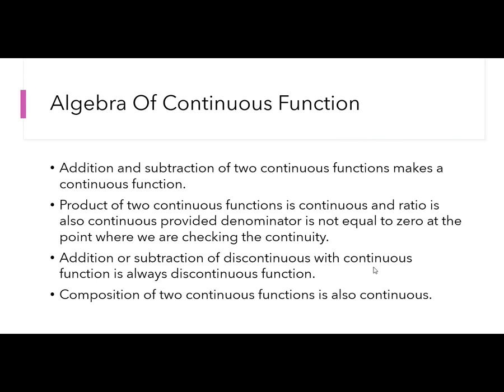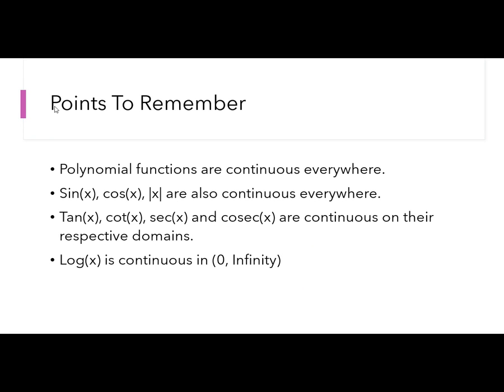Addition or subtraction of a discontinuous function with a continuous function is always discontinuous. One is discontinuous and the other is continuous. These are different functions, and when we add or subtract them, we always get a discontinuous function. And the composition of two continuous functions is also continuous. So these are a few points to remember.